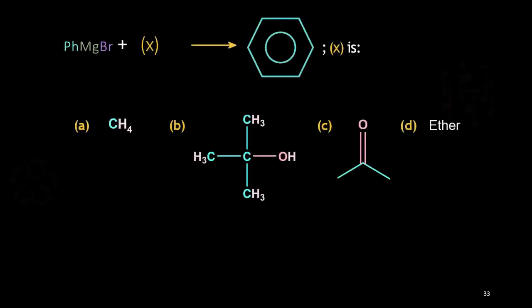So next one. PhMgBr, when treated with X, gives the phenol. What is the X here?